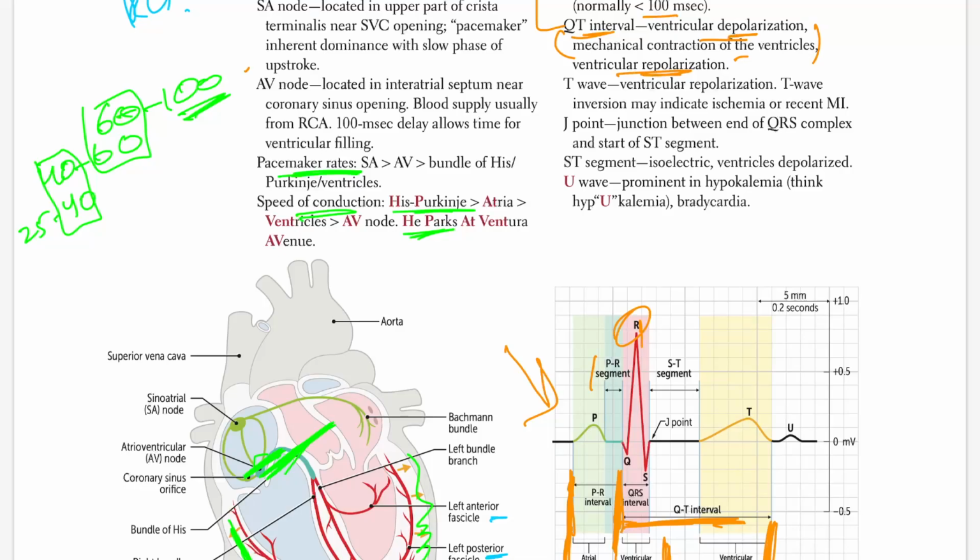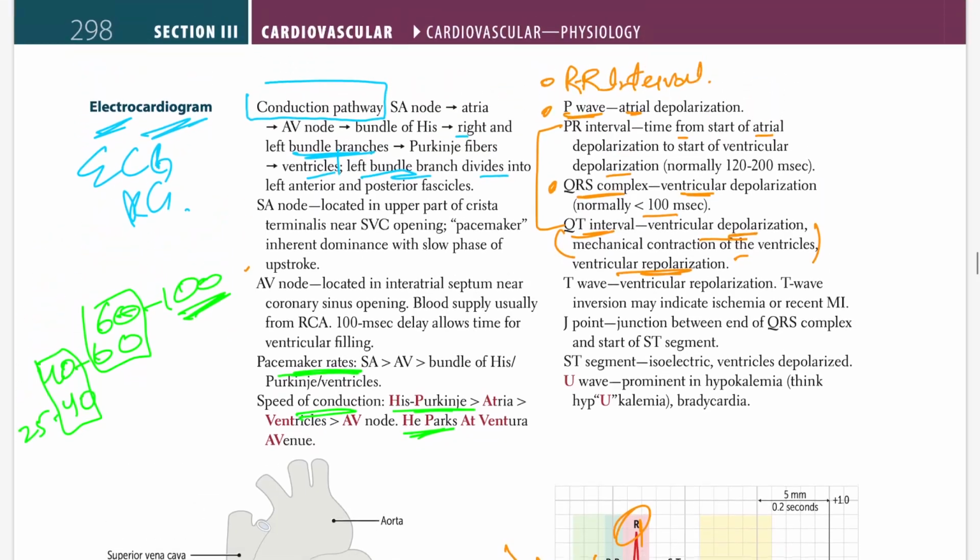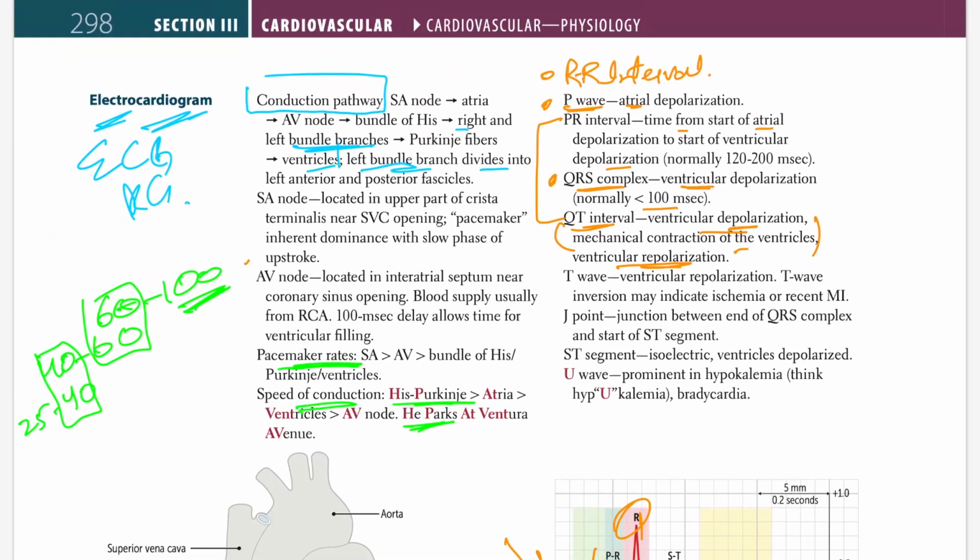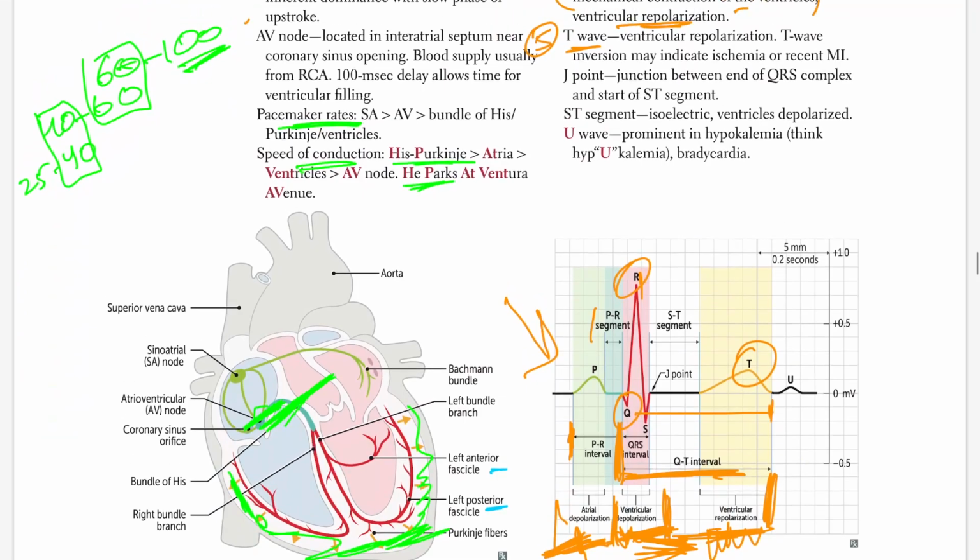One is the PR. It only talks about atrial depolarization. And QT, from Q all the way to the end of T, tells us about ventricular depolarization and then repolarization, because atrial repolarization is masked behind this, so we can't really have an atrial repolarization interval. Okay, now this was the fourth point, right? Then the fifth point is we look at the T wave.